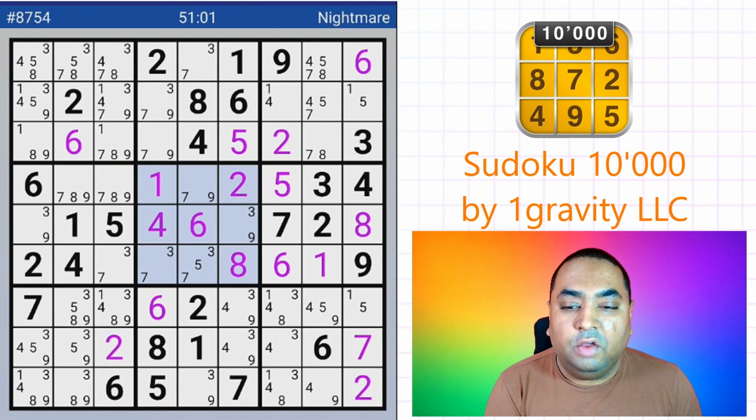Now examine block 5. In block 5, where digit 5 can be placed, it is also a hidden single. So digit 5 can only be placed in that position. Now we will go for the next step.